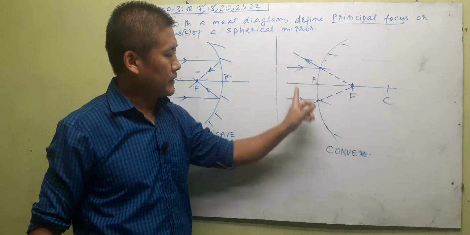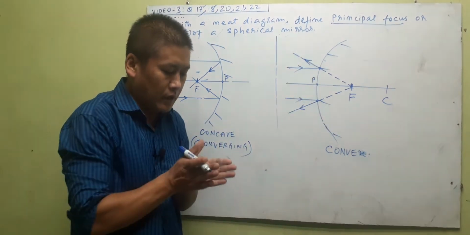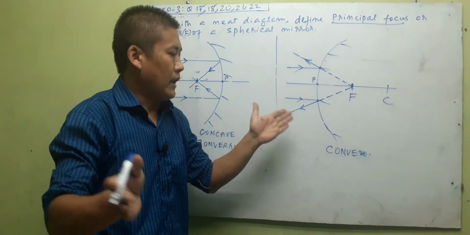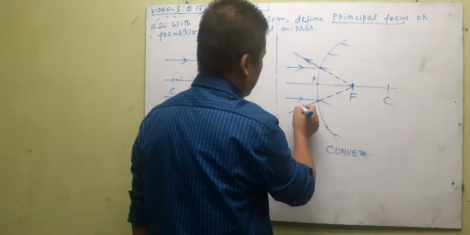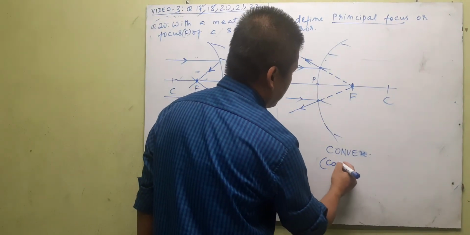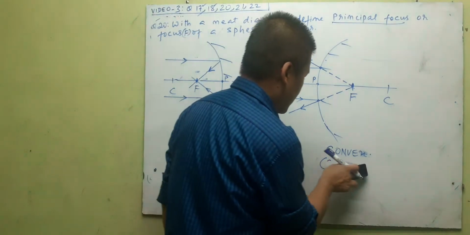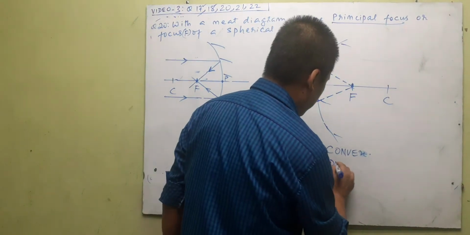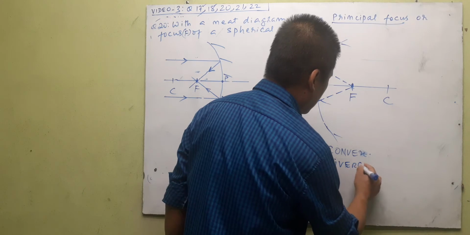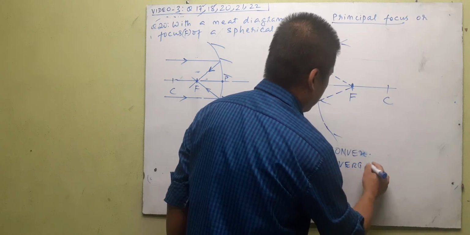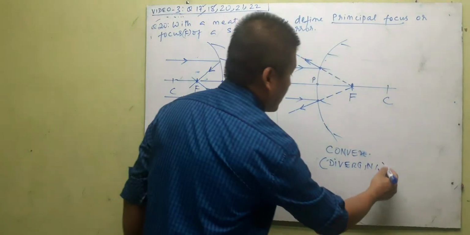And because the two reflected rays are, look at the arrows, now going more and more away, diverging away. The two reflected rays are diverging. So a convex mirror is sometimes called a diverging mirror. Okay, diverging mirror. Now one more point here.